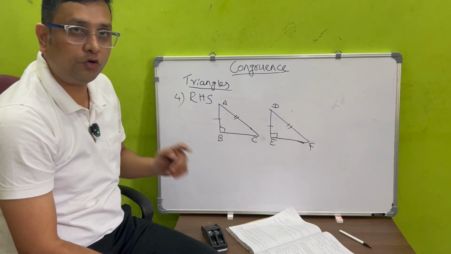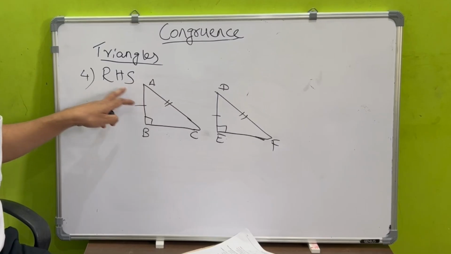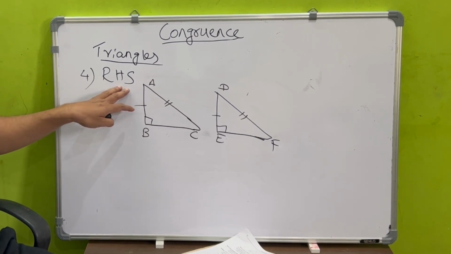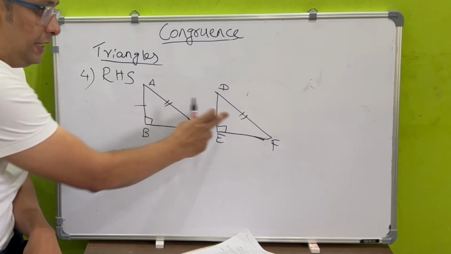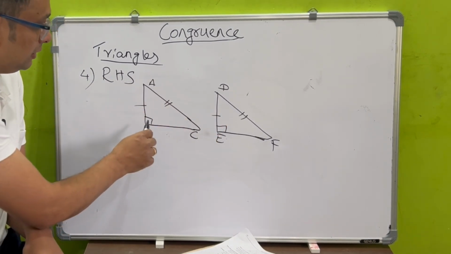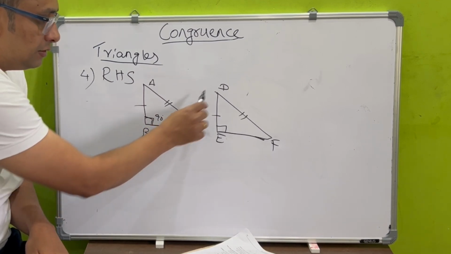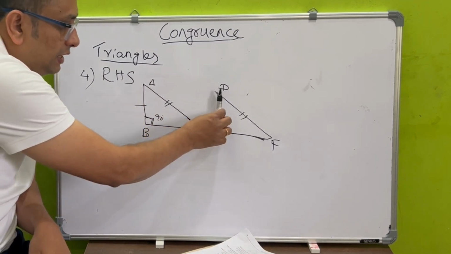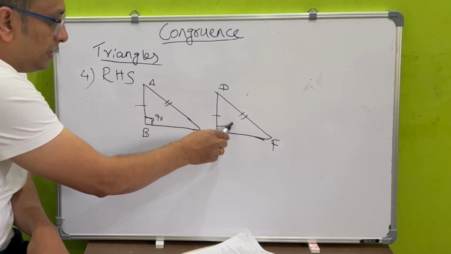Now coming to the fourth case, RHS, right angle hypotenuse side. You can easily remember this. That means two right angle triangles. What is a right angle triangle? The angle will be 90 degrees here. AB is perpendicular to BC and DE is perpendicular to EF. We have a 90 degree angle here.